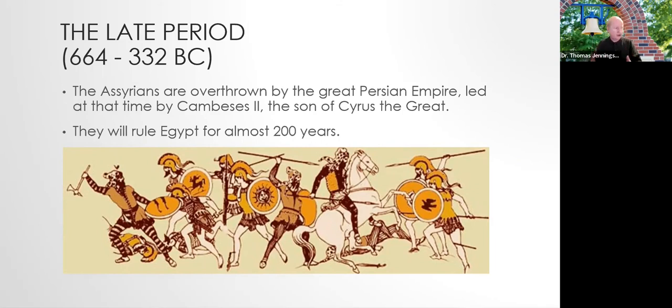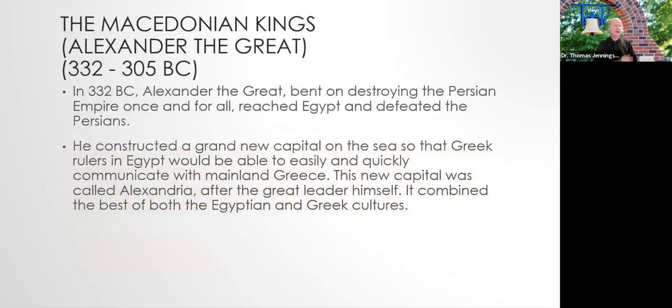The Persians took over Egypt for almost 300 years, 200 to 300 years. They're led by Cambyses II, the son of the founder of the Persian Empire, Cyrus the Great. And Cambyses II starts a Persian dynasty line. And that lasted till 332 BC, when we get Alexander the Great.